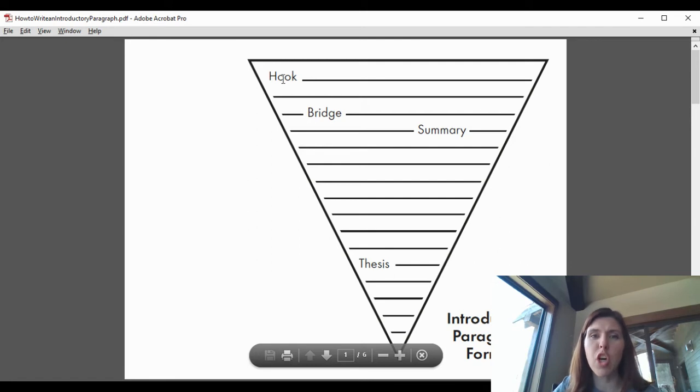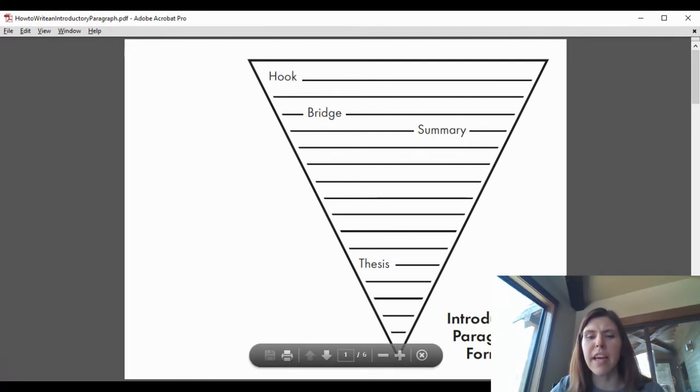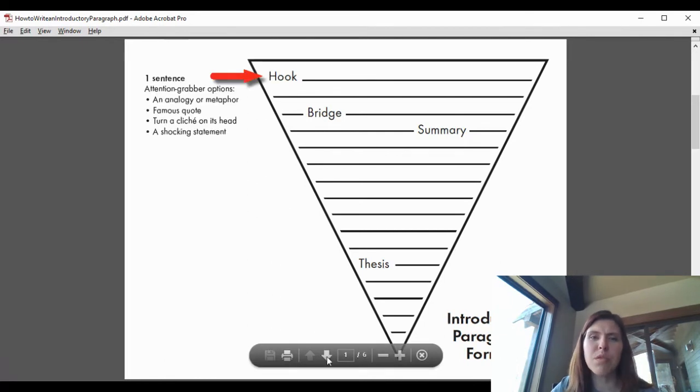The first is our hook, and I'm actually going to do a separate link for a hook, a separate video so you guys can get some more details on how to write a hook. Then a bridge, a summary, and a thesis. So let's look at our next slide and see what we're going to do for our hook.